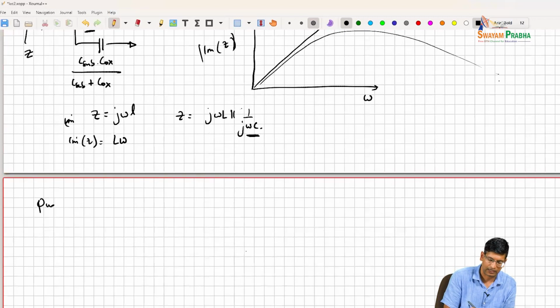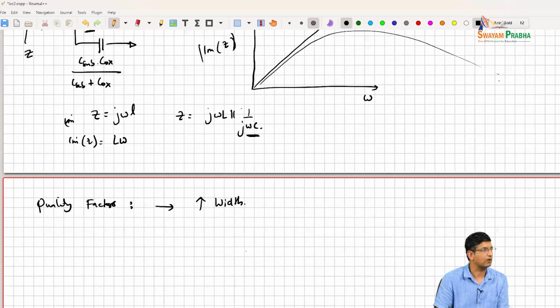Then just to very quickly summarize things to do for quality factor, what you want to do is increase the width of the device. And sorry?